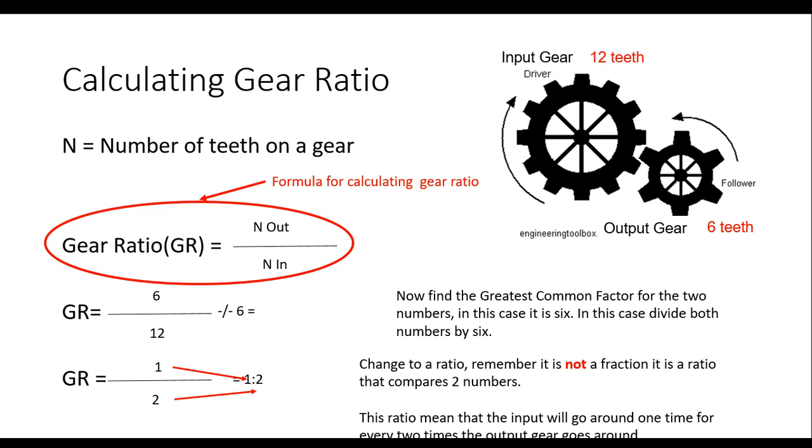The top number is going to go first when we write it like a ratio. The bottom number will go second, giving us a 1-to-2 ratio. And what this means to us is for every one time the driver gear spins around, the output or the follower gear is going to spin around 2 times.